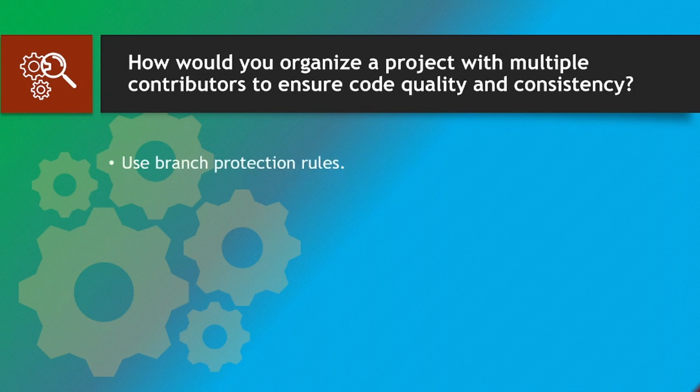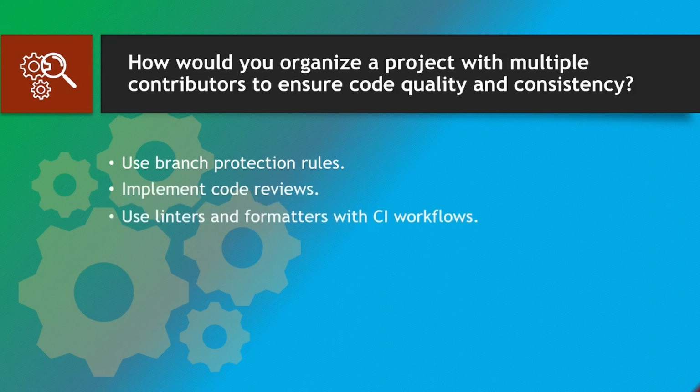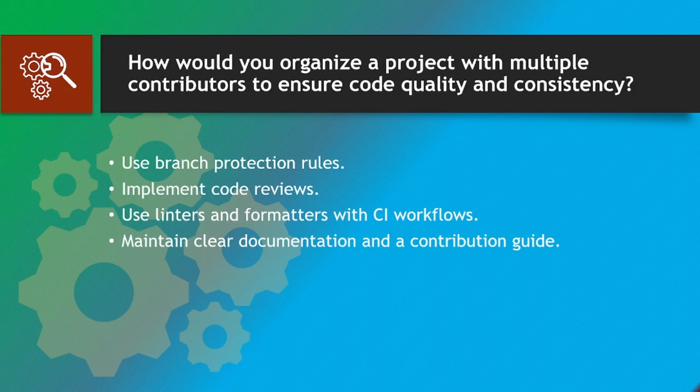How would you organize a project with multiple contributors to ensure code quality and consistency? Use branch protection rules. Implement code review. Use linters and formatters with CI workflow. Maintain clear documentation and a contribution guide.